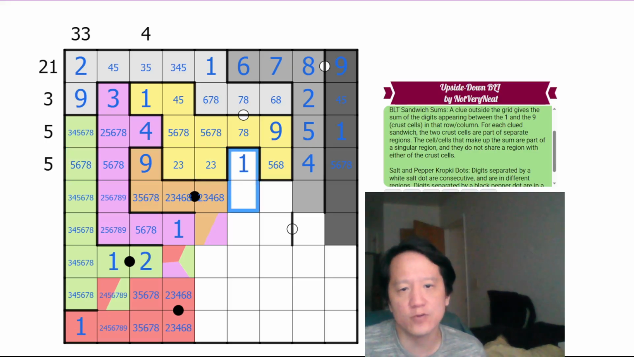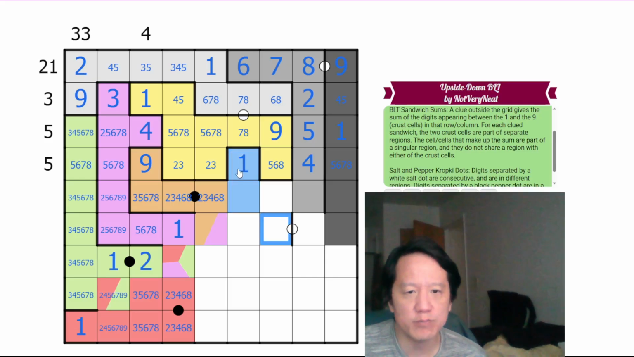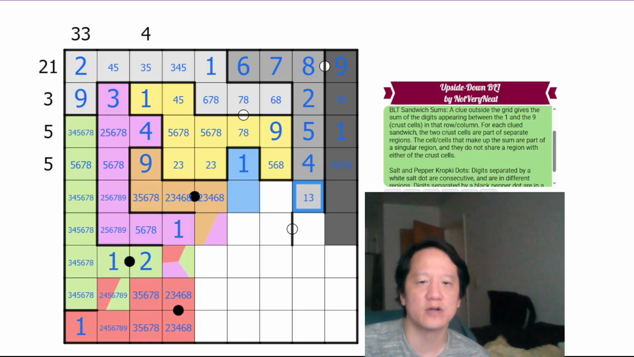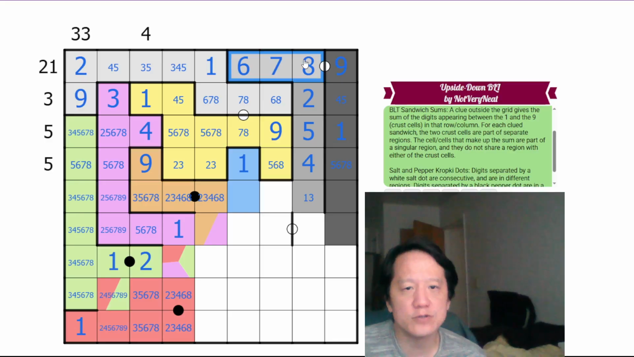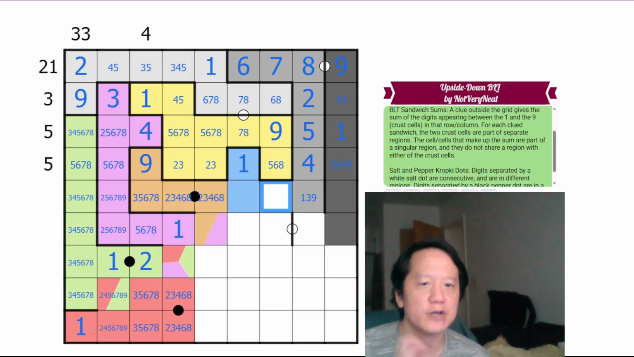This cannot be part of orange. So this must be a blue region, and it can't be part of gray. This has to be 1 or 3 here. We have 1, 2, 3, 4, 5, 6. It could be 9 also. 1, 3, or 9.